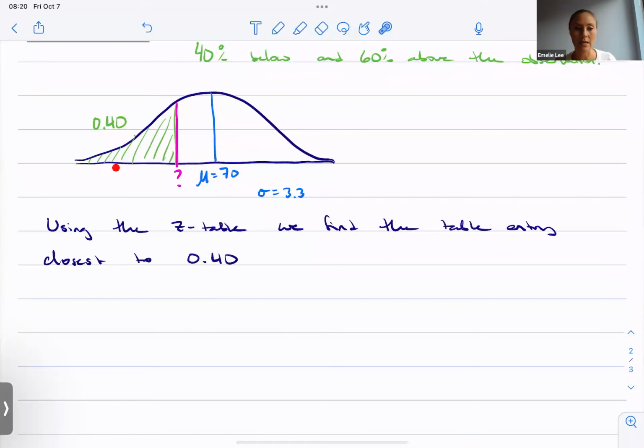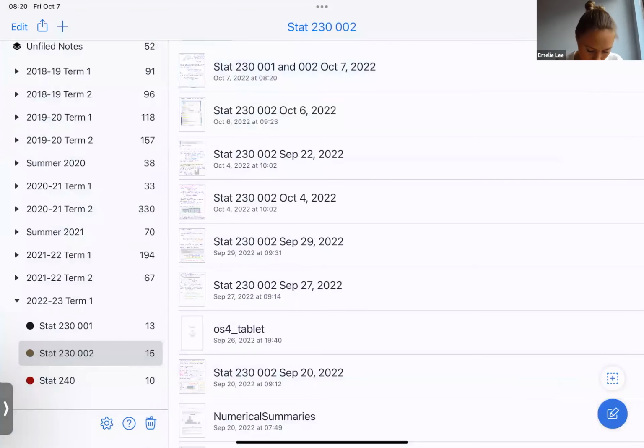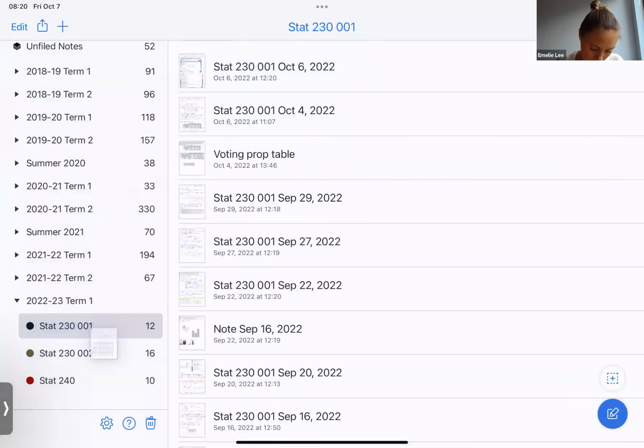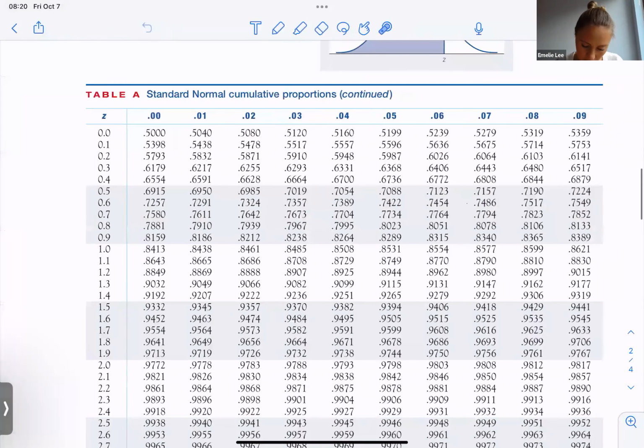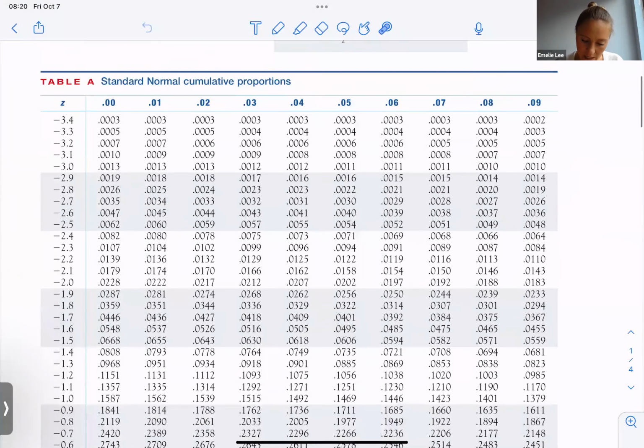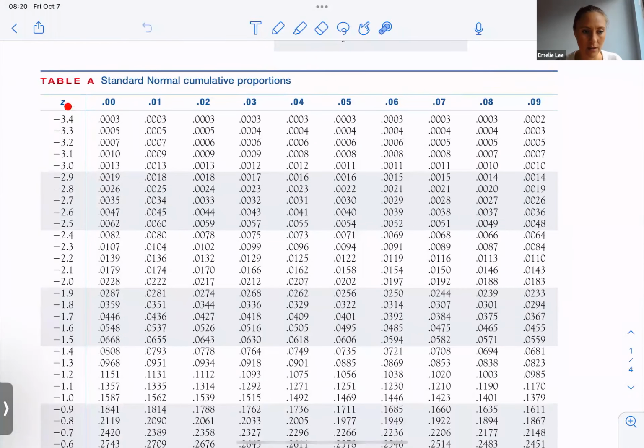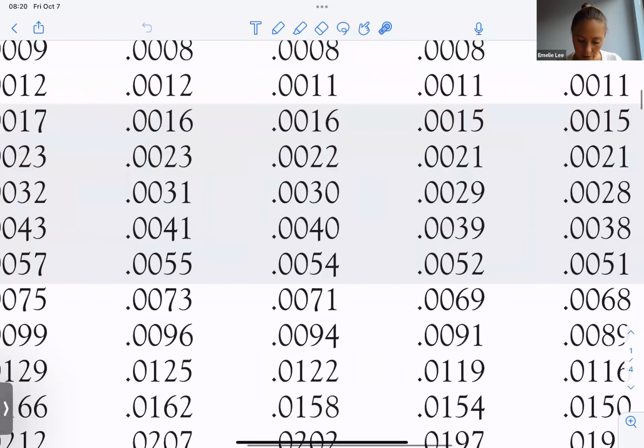Okay. So now I know I'm going to be on the negative Z side because anything below the mean is going to give me a negative Z. But remember, we're hunting for the Z, right? So we don't know what it is yet. So let me grab the tables, put them in here. So I know I'm on the negative Z side, so that's here. And now I'm scanning these table entries, and I want you to be really careful, because there are decoys like this. This is not 0.40, this is 0.0040.